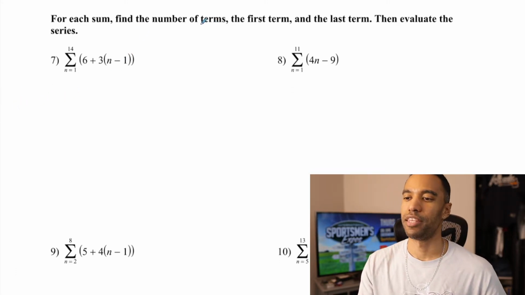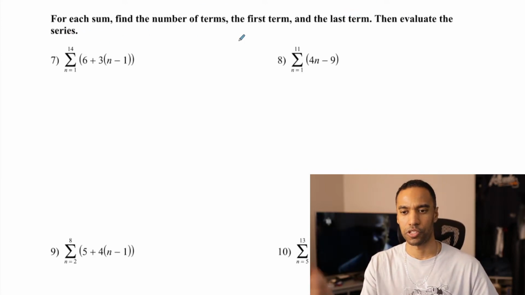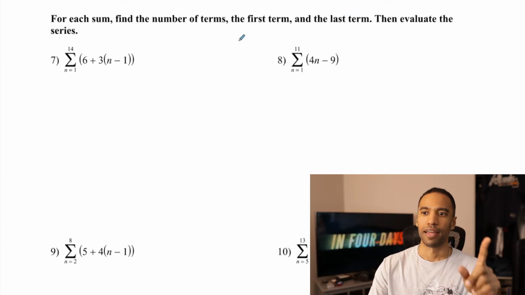For each sum, find the number of terms, the first term and the last term. Then evaluate the series. Now, they're not just blowing smoke for you. Finding n.